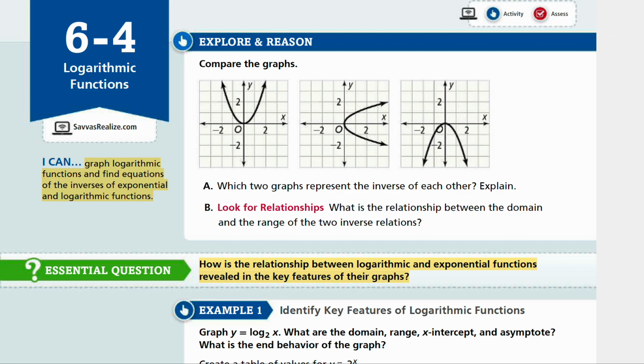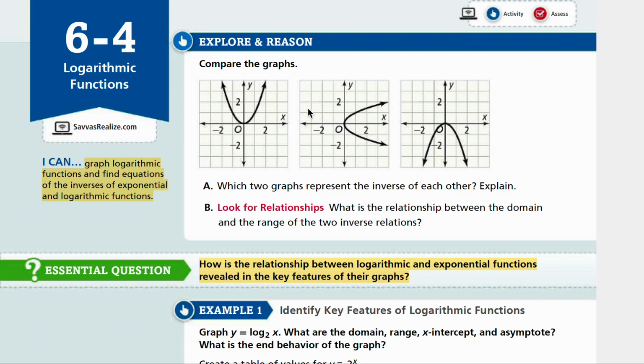In this lesson, you'll be able to graph logarithmic functions and find equations of the inverses of exponential and logarithmic functions. Let's start with explore and reason. Compare the graphs. We see three different graphs. Which two graphs represent the inverses of each other? Explain. And we're going to explore the relationships.